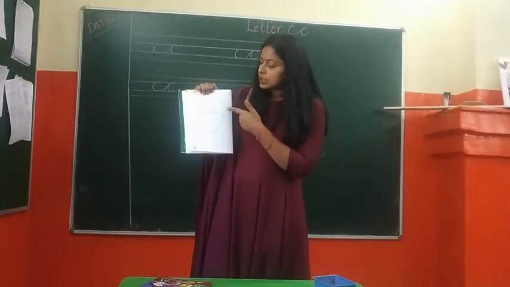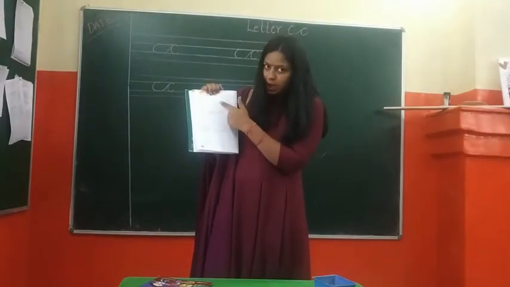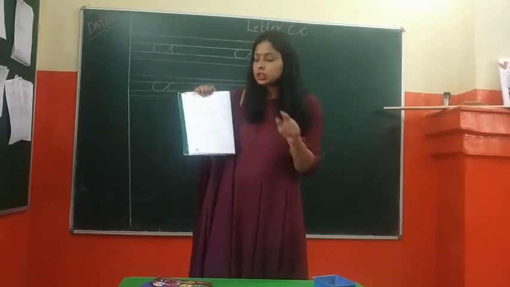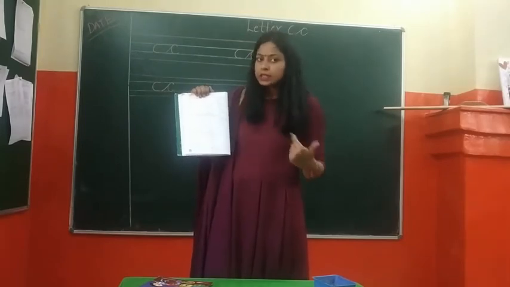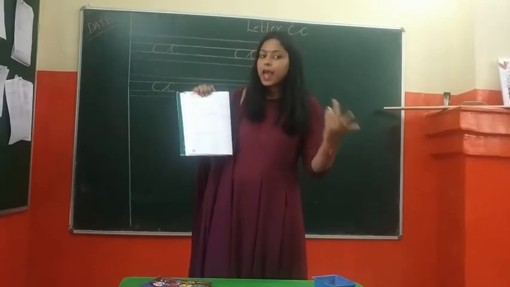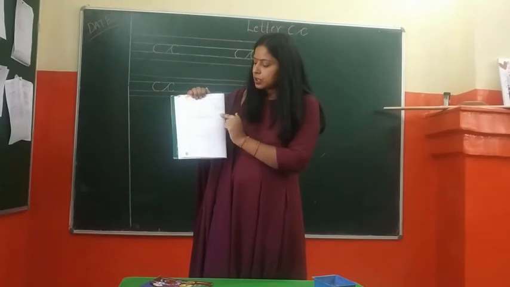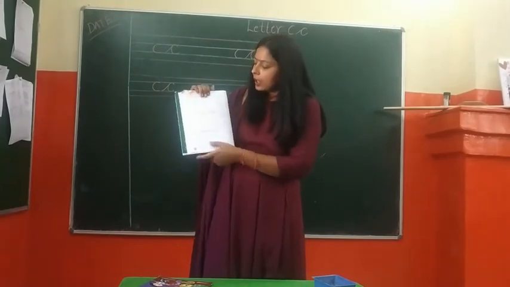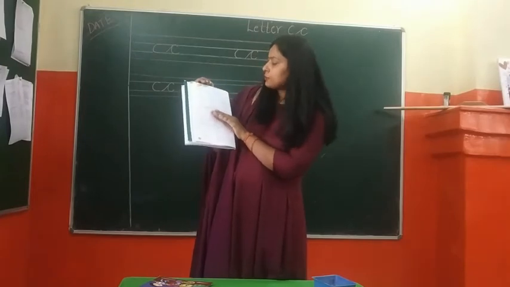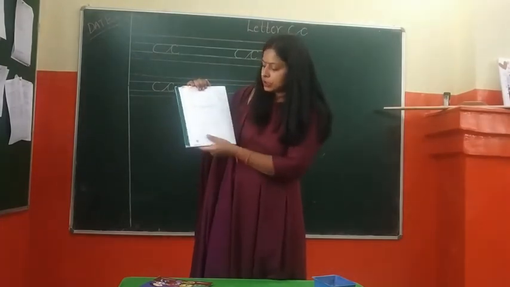So which picture starts from A? Duck? No. It starts from the letter D. This is an ant, and ant starts from A. So we have to circle the ant. Okay. Like this you have to identify the picture and then you have to color the correct picture.